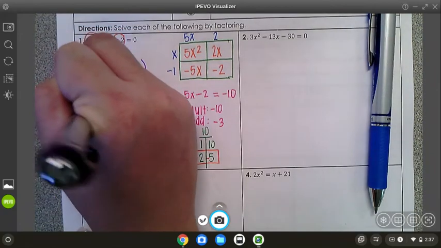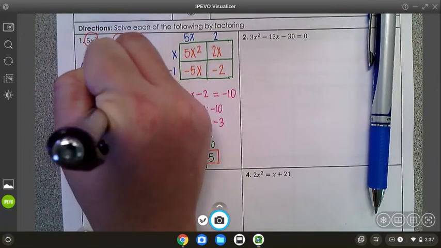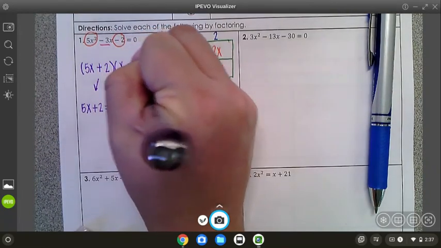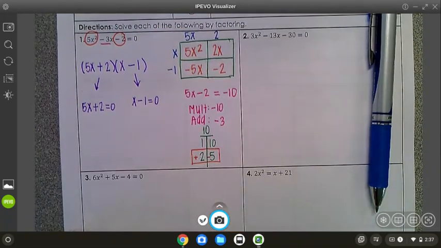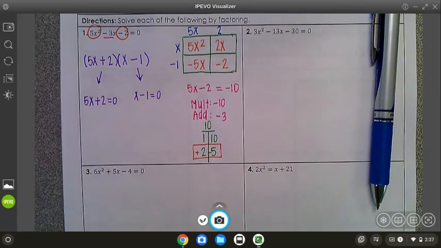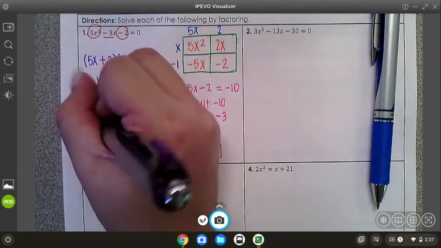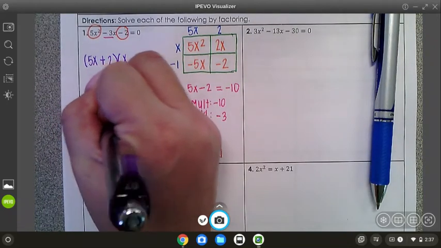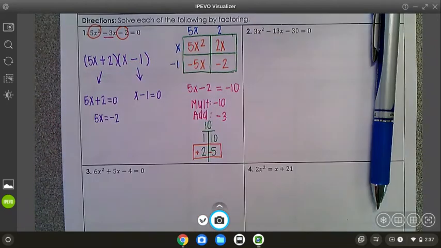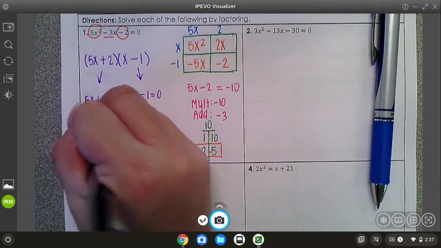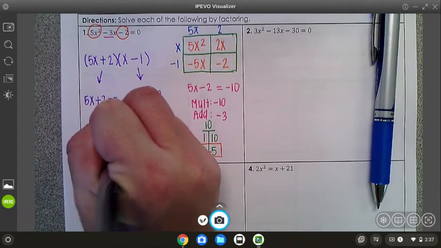And so then we'll take 5x plus 2 and set that equal to 0, and x minus 1 equals 0. And we just have a two-step equation. So if I subtract 2 from both sides, we will get 5x equals negative 2. And then if we divide by 5, we get x equals negative 2/5.